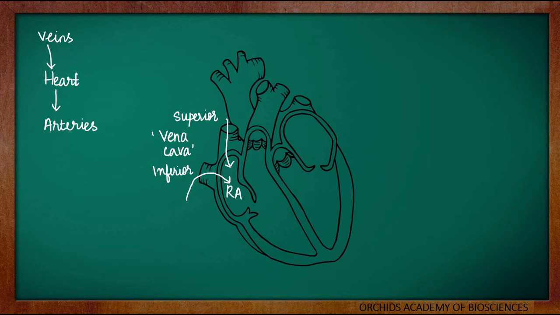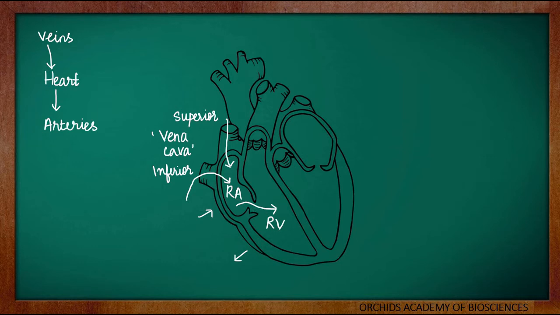Now what happens is this right atrium will contract and the right ventricle will expand. Due to the contraction of the right atrium and the expansion of the right ventricle, the blood will flow from the right atrium to the right ventricle. And to prevent the backflow of the blood, that is from ventricle back to atrium, there is a valve present in between the atrium and ventricle. This valve will prevent the backflow, and the blood flow will always be unidirectional, that is from the atrium to the ventricle.